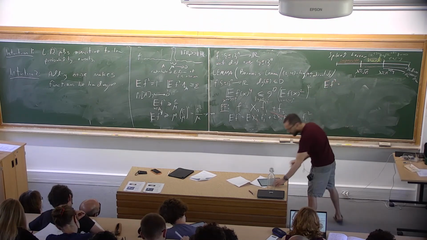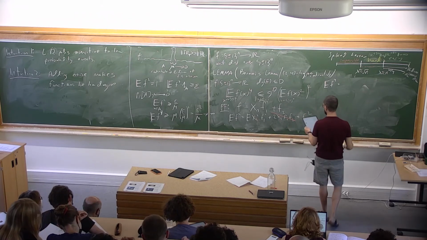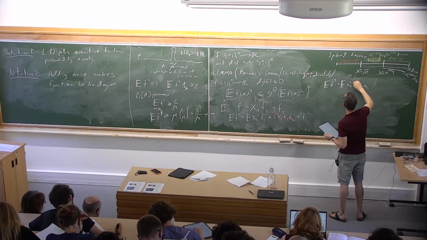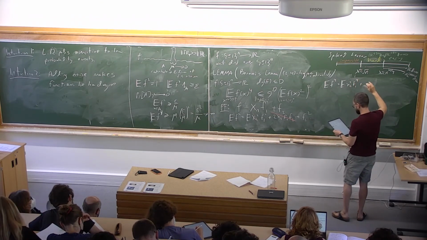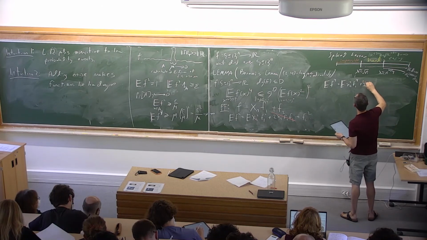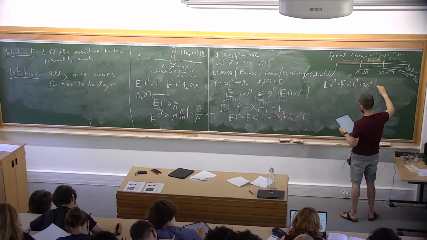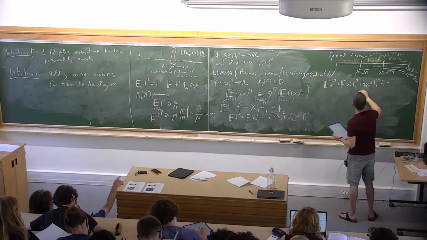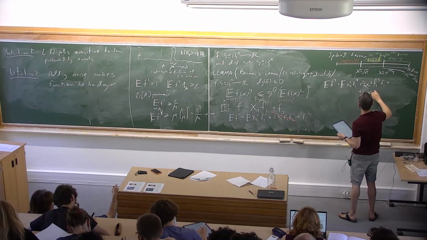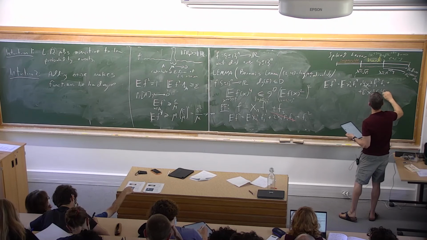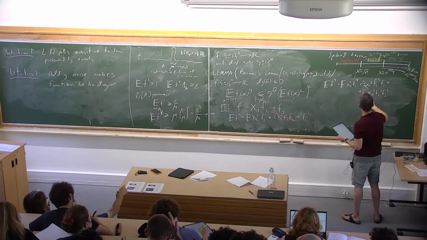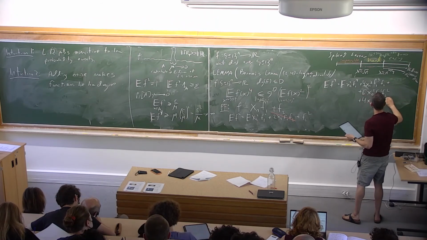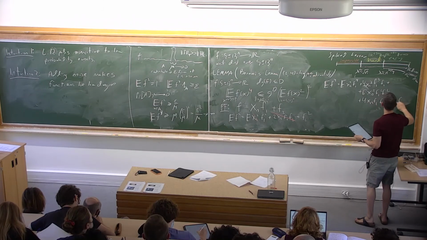So now we do this binomial thing, right, so we get xn to the 4 f1 to the 4 plus 4 xn cubed f1 cubed f2 plus 6 xn squared f1 squared f2 squared plus 4 xn f1 f2 cubed plus f2 to the 4, right?